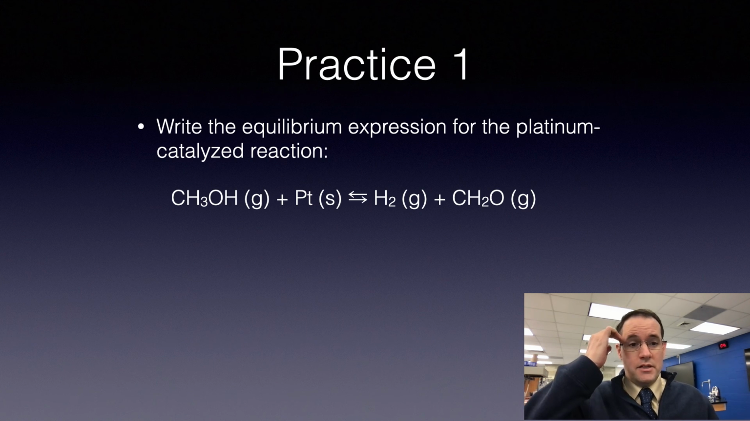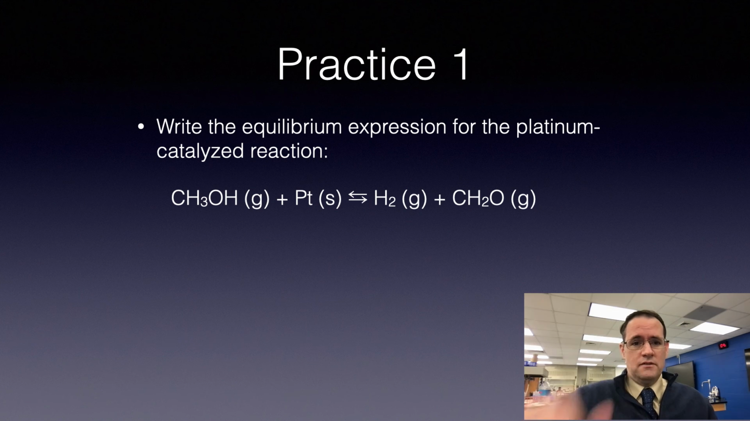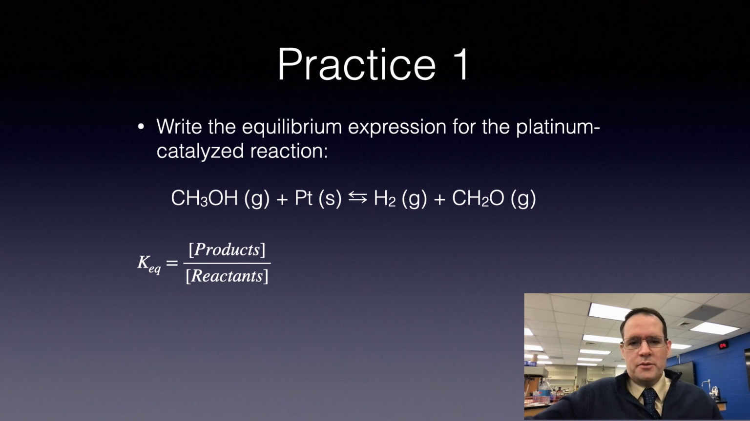Our first problem here, we're asked to write the equilibrium expression for this reaction here. Remember that the equilibrium is products over reactants. So our first product is hydrogen, H2. Our second product is CH2O, called formaldehyde. And then that's divided over reactants.